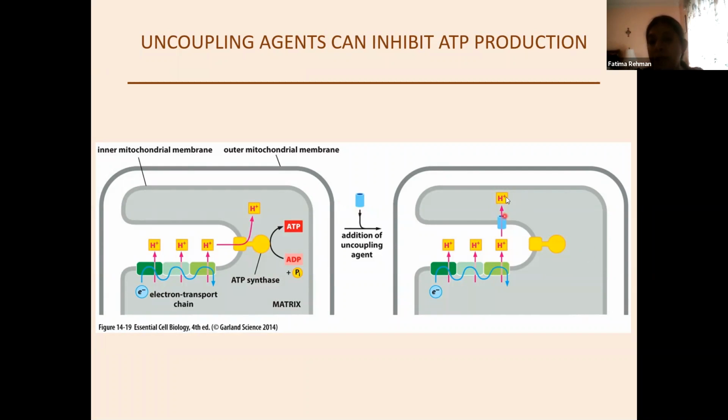So for example, if we add an uncoupling agent that can act as a proton pump and push those protons back into the matrix without ATP synthase input, then no ATP is going to be generated from this process, and only those little packets of energy that were going to be created will be created. So you can actually inhibit the ATP production by using specific inhibitors of this process.